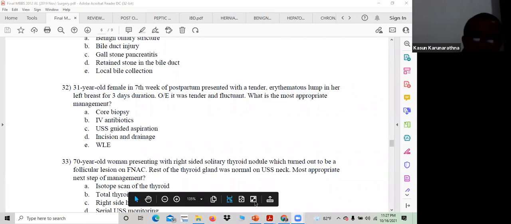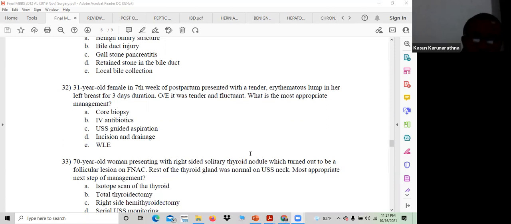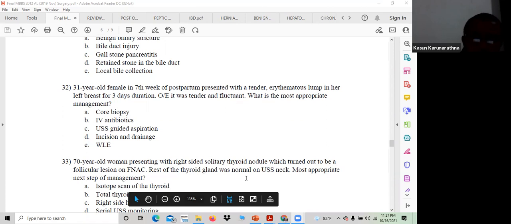Postpartum 7th week, erythematous tender lump. There's a fluctuation, tenderness. What is the diagnosis? It's a breast abscess, yes. How do you manage a breast abscess in the postpartum period? What is the management?